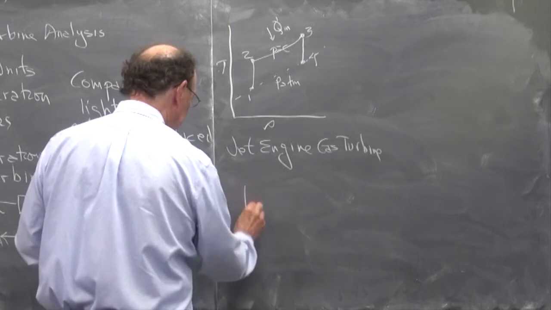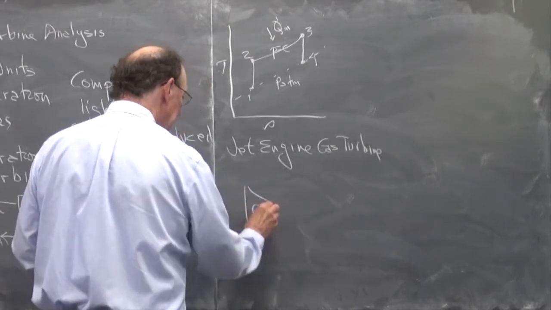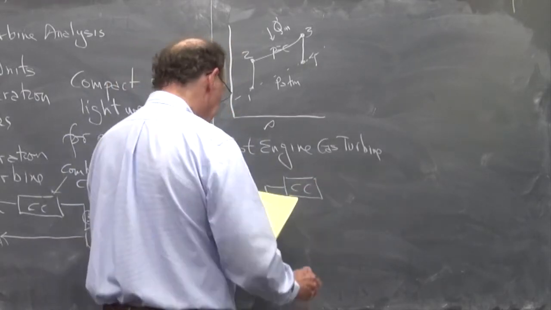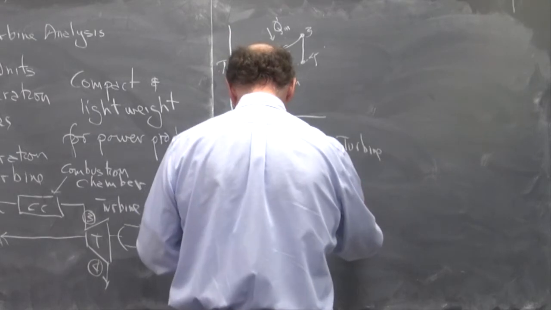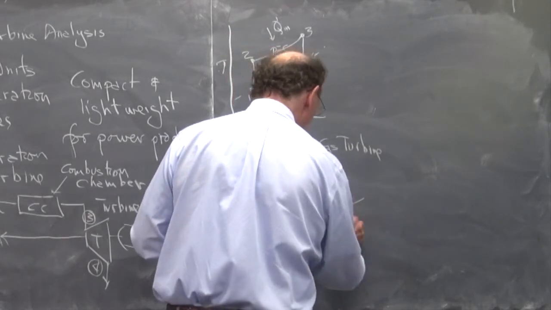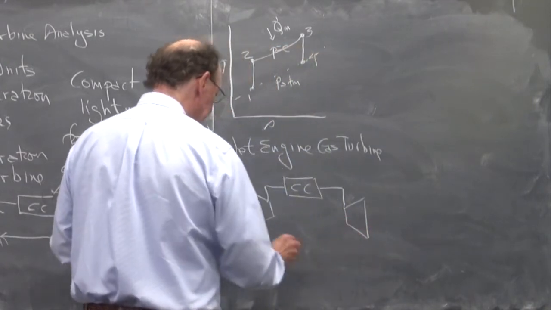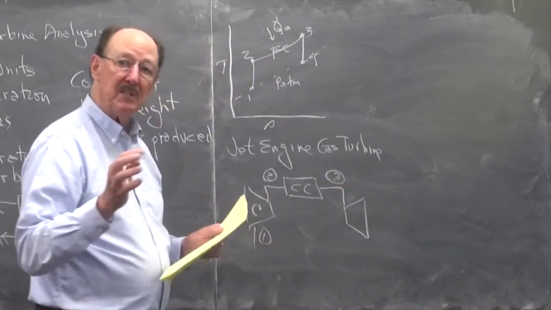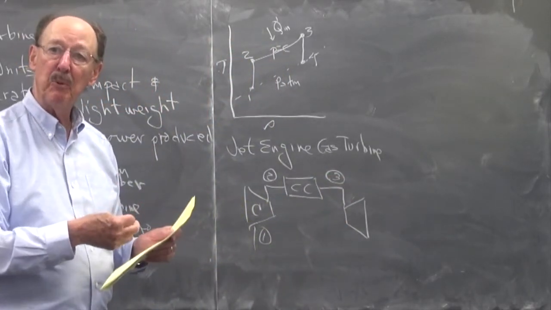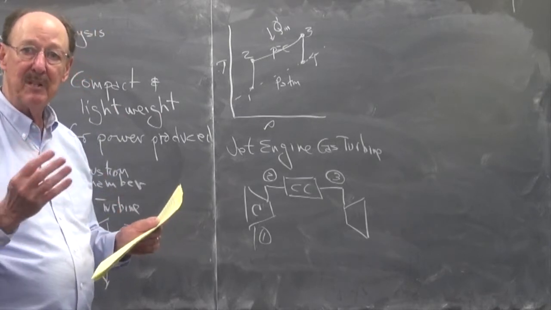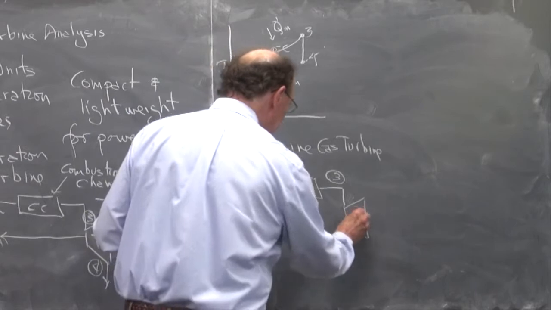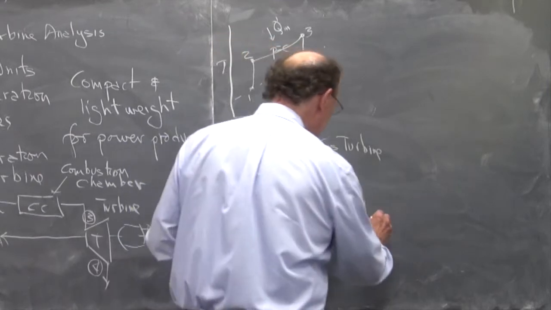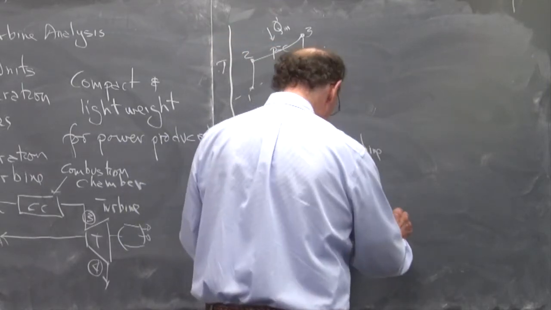So here I have the compressor the same way going into a combustion chamber, coming out and going into a turbine. So I have 1, 2, 3. But the purpose of the turbine on a jet engine is to drive the compressor and to have enough air pressure left over to go through a nozzle. So here's the turbine. It's going to go back, and its purpose is to drive the compressor. The exhaust coming out of here goes through a nozzle.